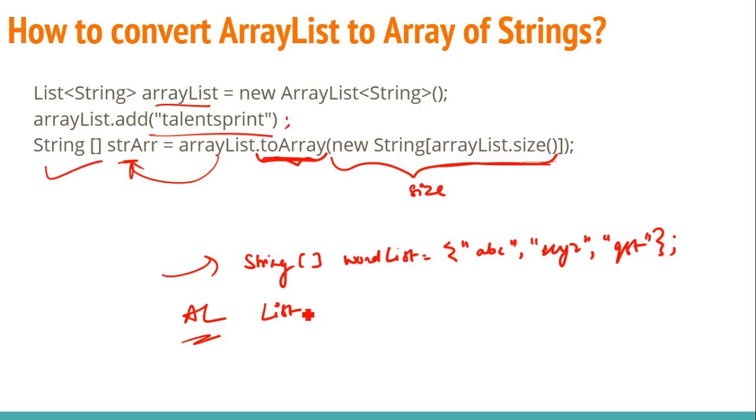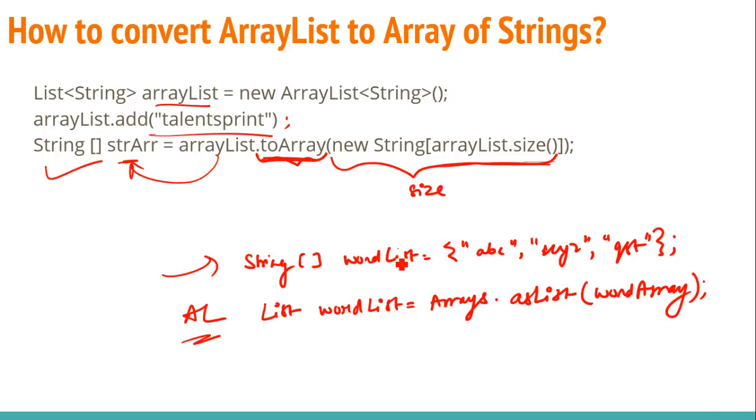Simply start by creating a list, let's say word list, and simply say Arrays.asList, and provide this array here. Let's call it word array, which has some 3 elements, and to convert it to a list, all you have to do is call the Arrays.asList function and pass your array inside. This will give you a list containing the similar set of elements.